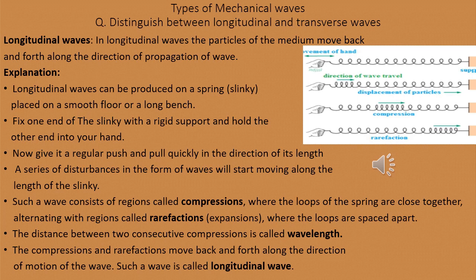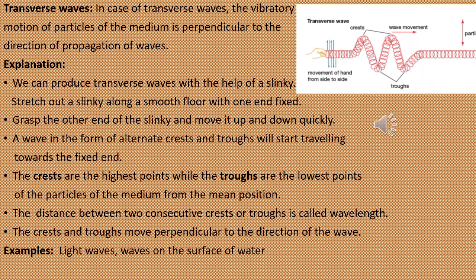The distance between two consecutive compressions is called wavelength. The compressions and rarefactions move back and forth along the direction of motion of the wave. Such a wave is called longitudinal wave. 2. Transverse waves. In case of transverse waves, the vibratory motion of particles of the medium is perpendicular to the direction of propagation of waves.